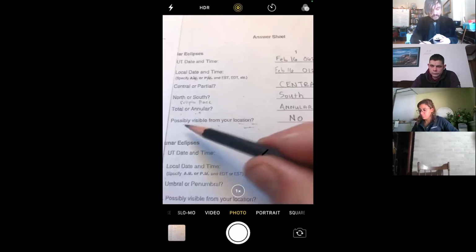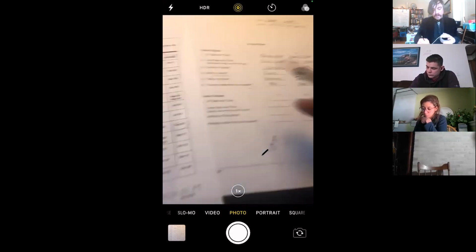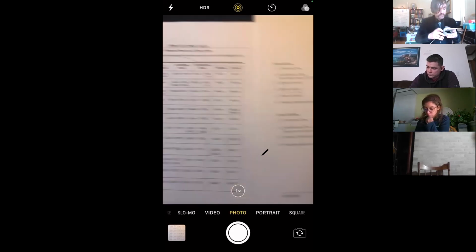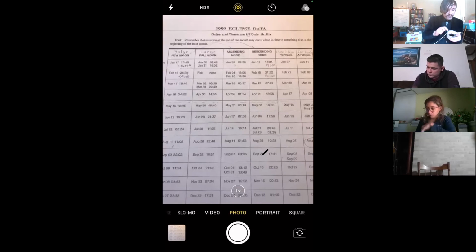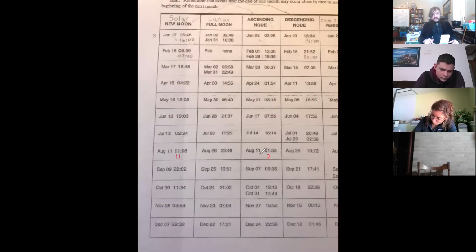That's why they say possibly visible. Okay, now let's hunt for the new moons. Let's hunt for the lunar eclipses, which happen on full moons. Do you guys want to see if you can find, let's go back to that table again. See if you can find at least one of the lunar eclipses. One of them's hard.